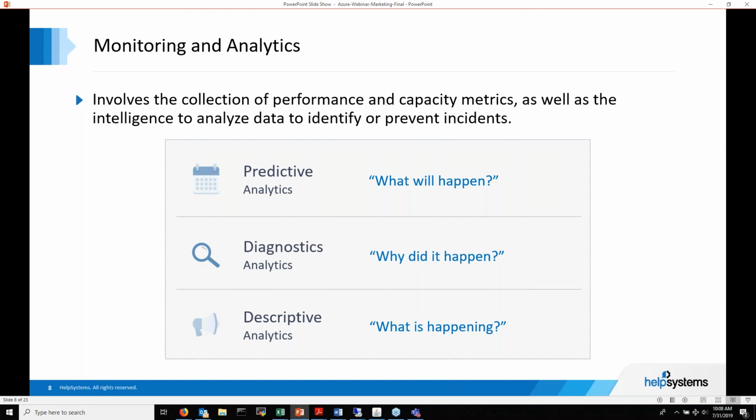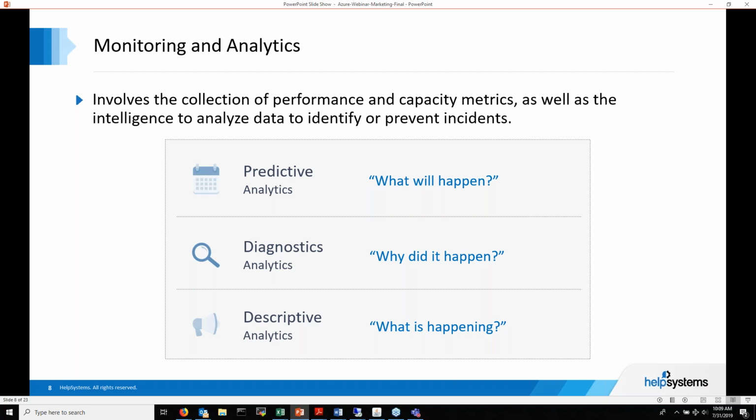So first, monitoring and analytics. Really this is about the collection of the performance and capacity metrics, or having access to that, as well as the intelligence to analyze that data and to identify and prevent incidents. This wraps back to the overview of the solution, where we want to help you understand, number one, what's happening, observability. We need to have an understanding of that before we can make any plans to do anything differently. Then we want to understand when things did occur, why did they occur, what caused them to occur, so that we can remove those things so we don't experience those problems again in the future.